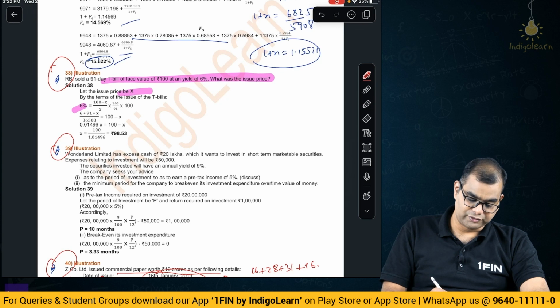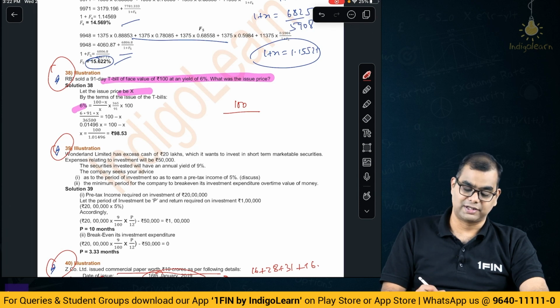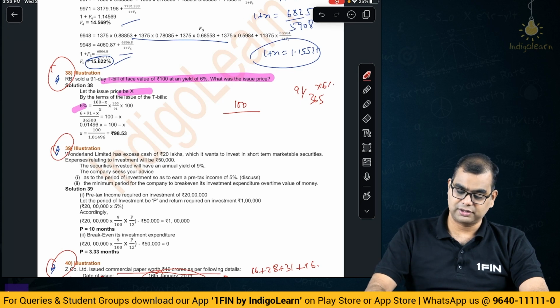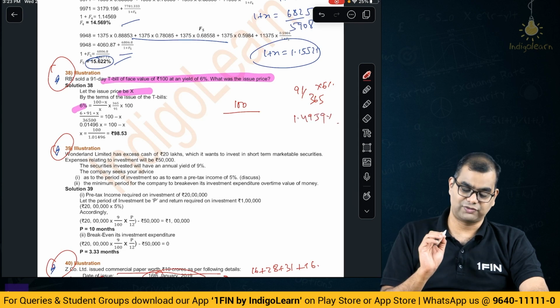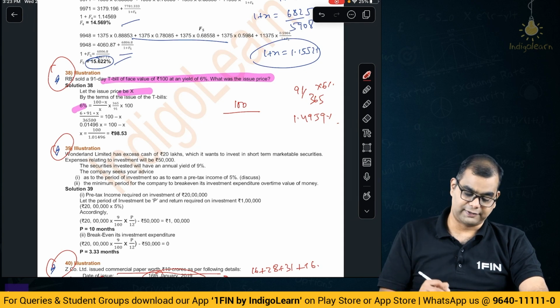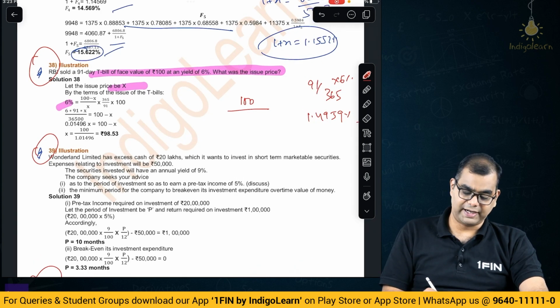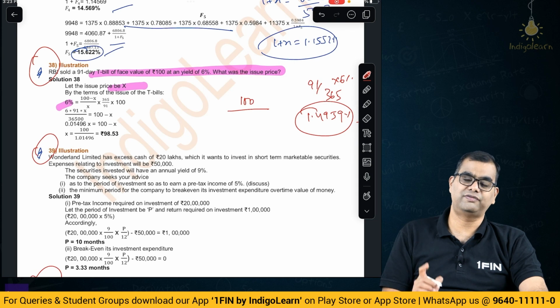6% is basically equal to 100 minus x by x into 365 by 91 into 100, or you can do it the reverse way, which is 100 divided by, for the 91-day T-bill at 6%, 91 by 365 into 6%. Which comes to what? 91 divided by 365 into 6% comes to 1.495. So, 1.4959 percent is the interest for this period. So, you repay back 100. 100 is the repayment at interest rate of 1.49% for 91 days.